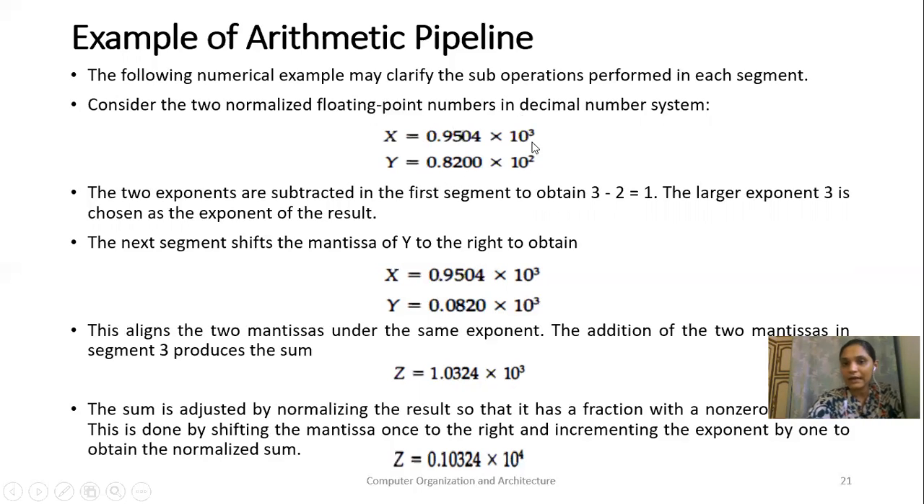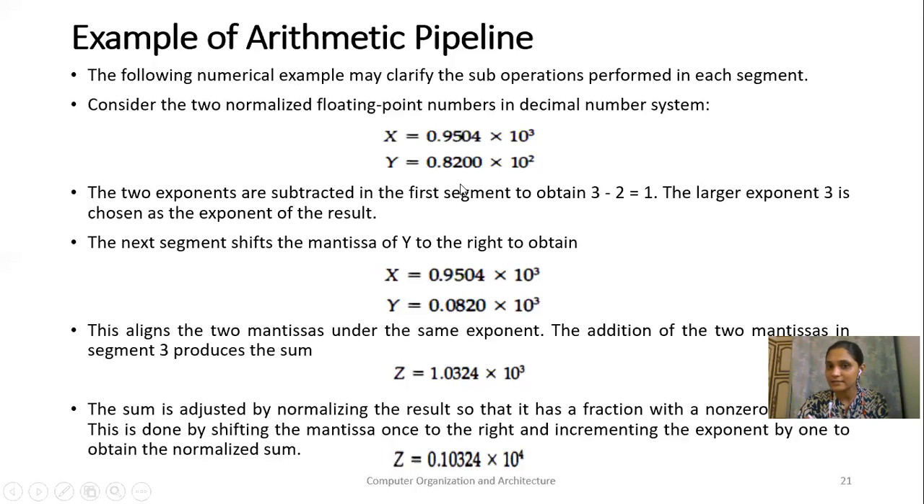So how can you make the exponents the same? Generally, we check both exponents, and whichever exponent is larger, we take that as our result's exponent. Here in this case, the first number x has exponent 3, y has exponent 2. Which is larger? 3 is larger. So we will consider that our result will have exponent 3. To do this, we have to adjust the second number's exponent to 3.